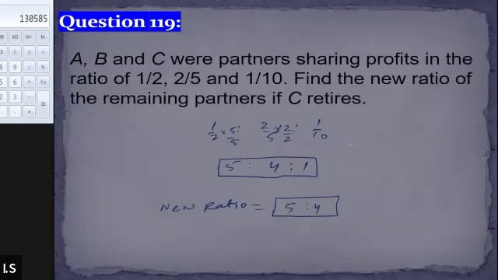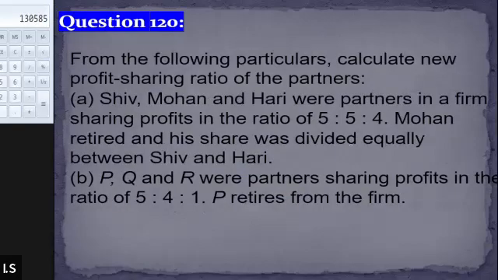Okay. All right. So now let's move to question number 120. It says that from the following particulars, calculate the profit sharing ratio of the partner. Shiv and Mohan and Hari were partners in a firm, sharing profit in the ratio of 5:4. Mohan retired and his share was divided equally between Shiv and Hari. Okay, this is the first question.